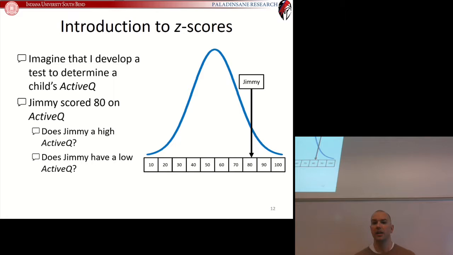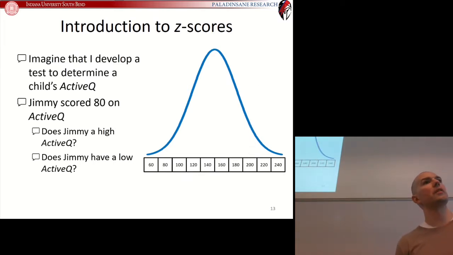He's in the 80s, and you can see there's not that many individuals that score higher than he is. He's got a pretty high score on active Q. On the other hand, if that was the distribution of scores for active Q in the population, and Jimmy scored an 80, that would mean a completely different interpretation.